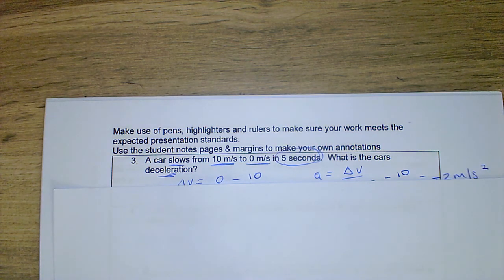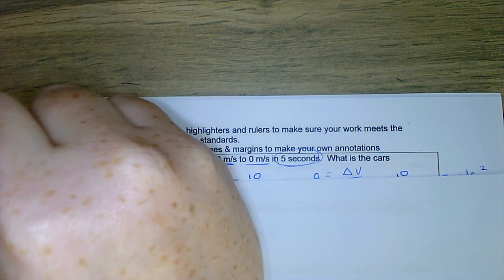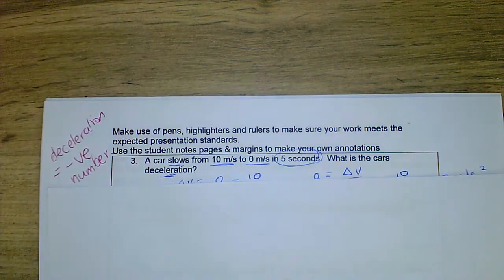So, a car slows from 10 meters per second to 0 meters per second in 5 seconds. Okay, what is the car's deceleration? So it tells you that it's slowing and then it tells you that it's decelerating. If it's decelerating, the acceleration will be a negative number. So deceleration will be a negative number. Okay. Really important that we are aware of that fact.